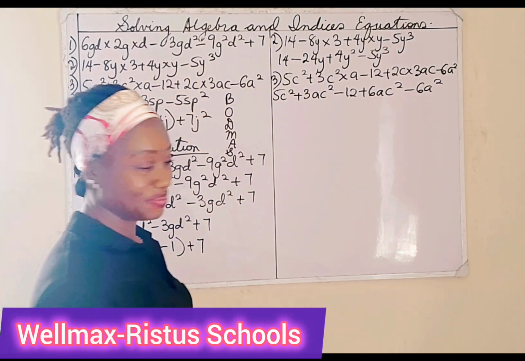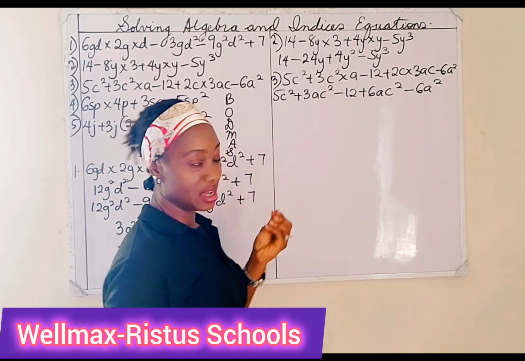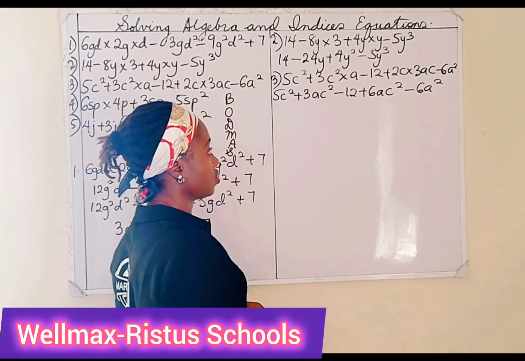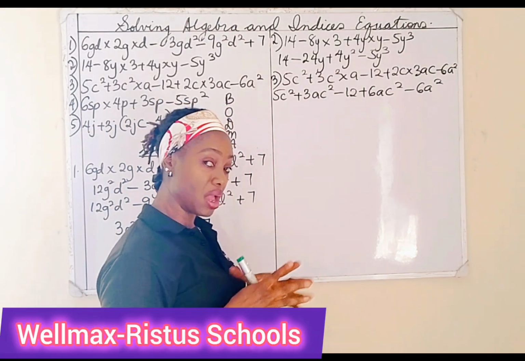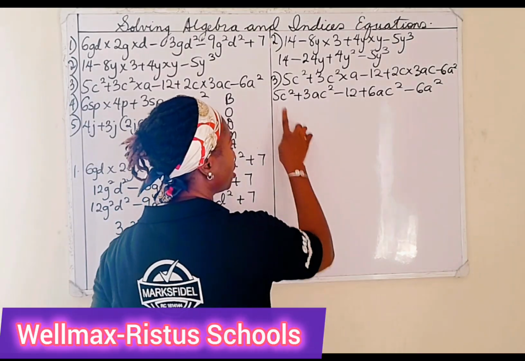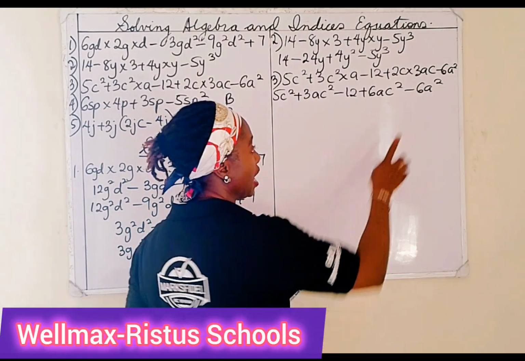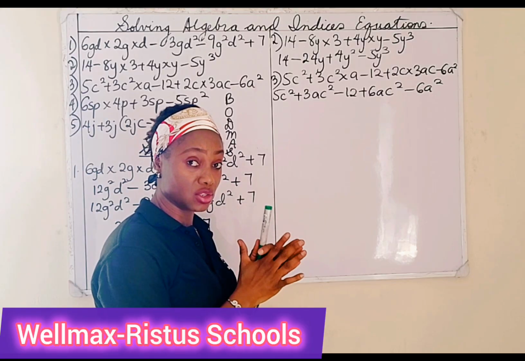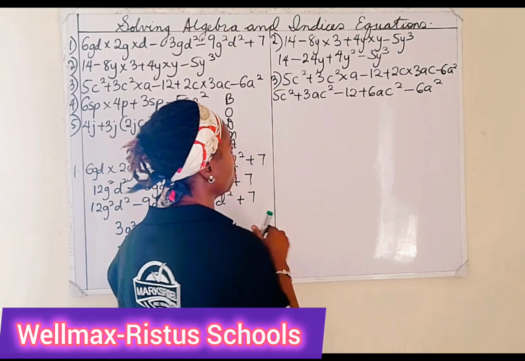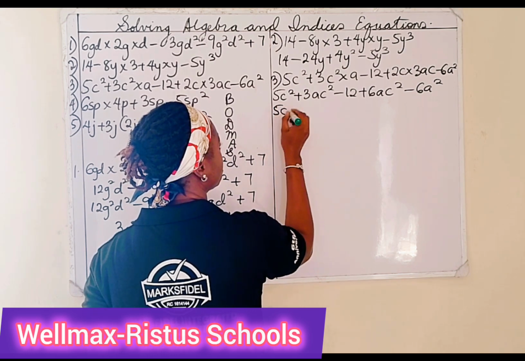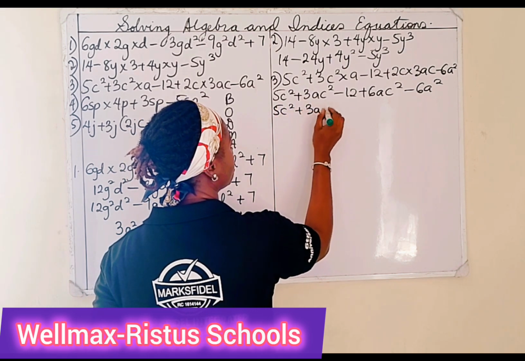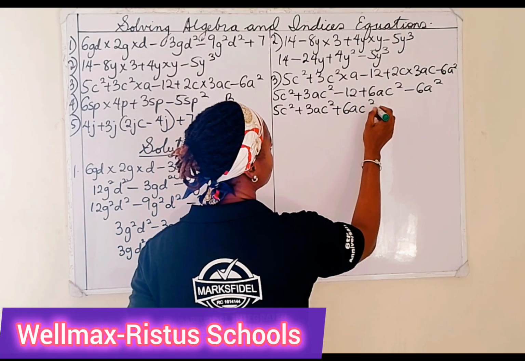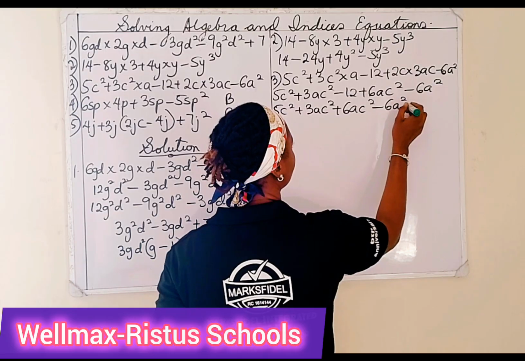Are you seeing what I'm saying? We have like terms here to bring together. 3ac squared and 6ac squared have the same coefficients. But 5c squared doesn't have any like term, and 6a squared doesn't have any other term to combine with to be like terms. So they don't have any like terms together. So I'm going to write it as 5c squared plus 3ac squared plus 6ac squared minus 6a squared minus 12.